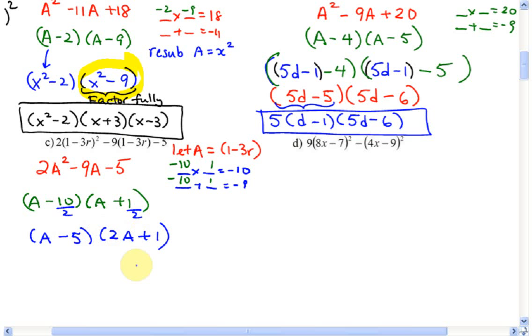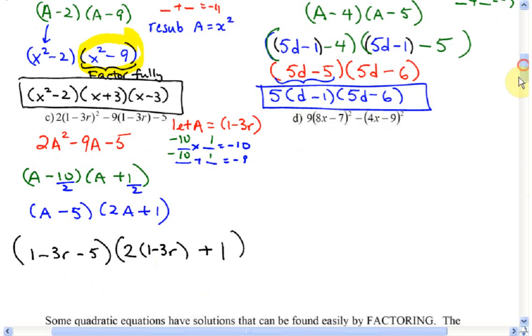Now, be careful. This part is tricky. Let's replace A with whatever we had before. So instead of having A, it's now 1 minus 3r minus 5. And then, instead of having 2A, watch now. The 2 is still there. What's A? 1 minus 3r. And this time I'm going to force you to put a bracket because I'm taking 2 multiplied by everything inside that bracket, which is the A value. Then plus 1.